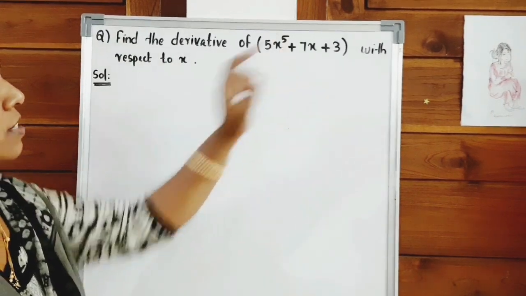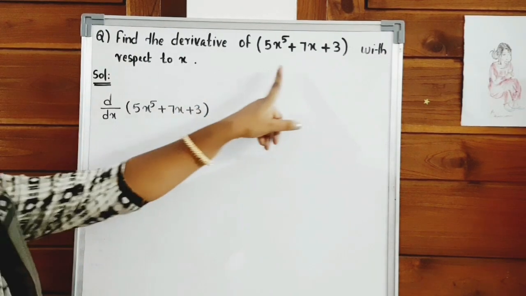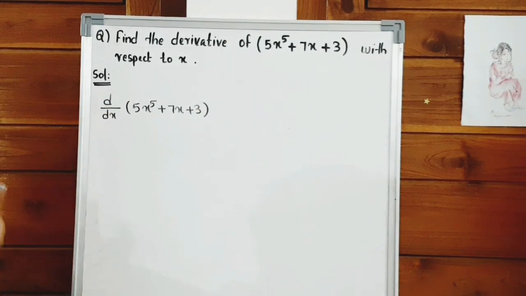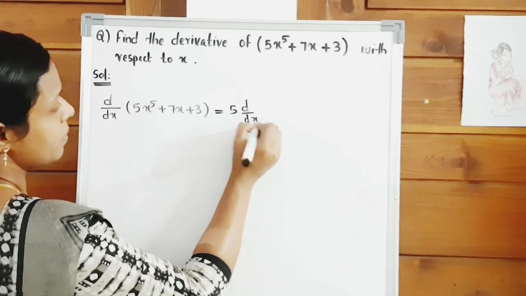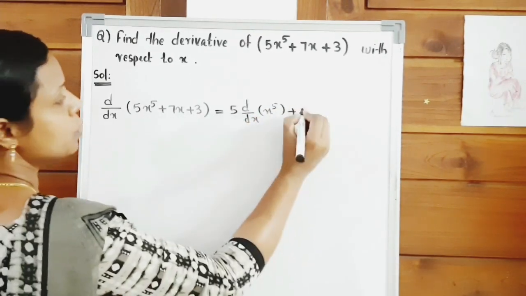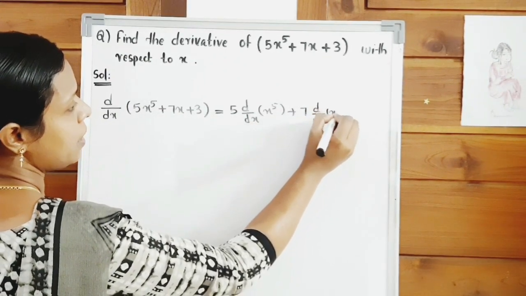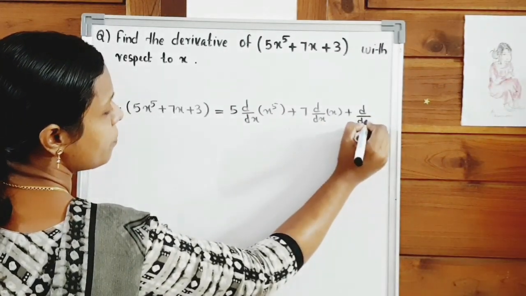Derivative of 5x raised to 5 plus 7x plus 3 with respect to x. We have d by dx of this function, that is 5x raised to 5 plus 7x plus 3. Using linearity property, that is equal to 5 into d by dx of x raised to 5, plus 7 into d by dx of x, plus d by dx of constant 3.